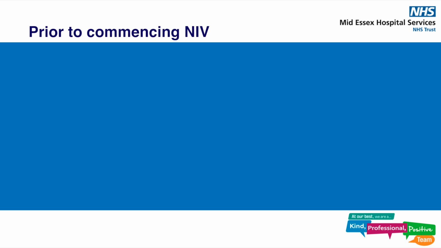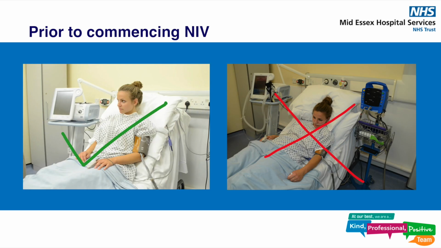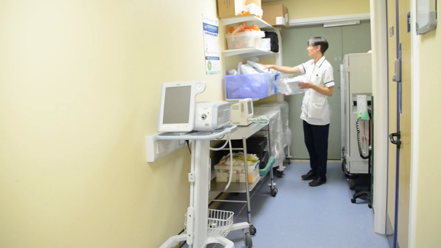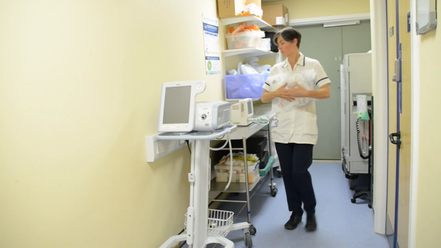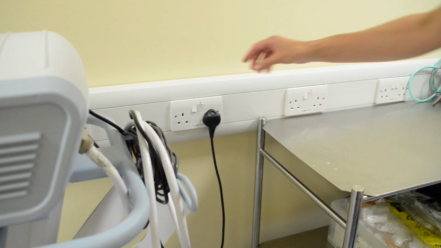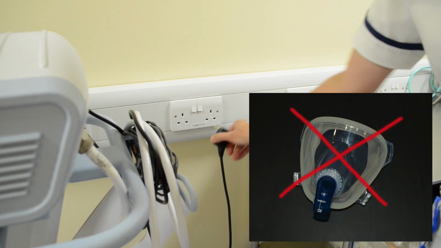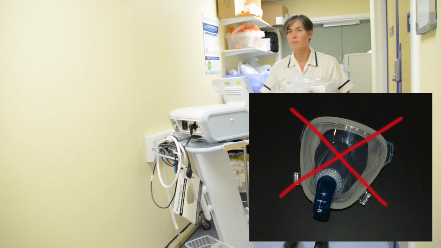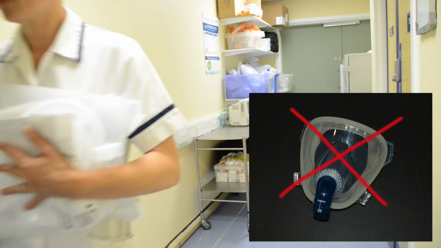Wherever possible, position your patient in a high sitting position. To start BiPAP, firstly obtain a V60 machine, mask and circuit from Fearing Ward or ICU, depending on your patient's destination. Ensure the machine is fully charged by checking the orange light is showing solid on the front of the machine. Check the mask does not have a blue elbow, as these masks are not compatible with the V60 machines.